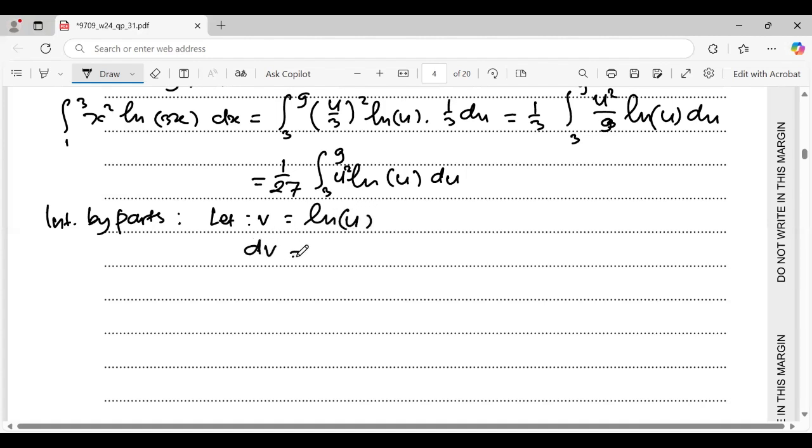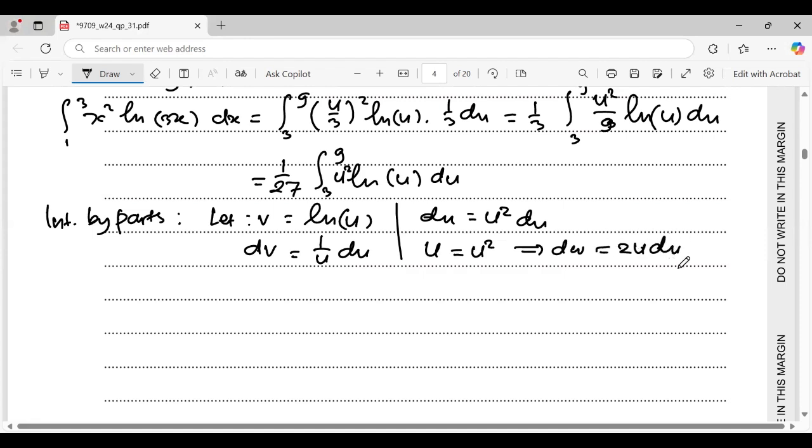So phi equals 1 over u du, the derivative of ln u. And then dv equals u squared du, so v equals u squared. That means w equals the integral of v du, or w equals u cubed over 9. Yeah, the implications of this one.